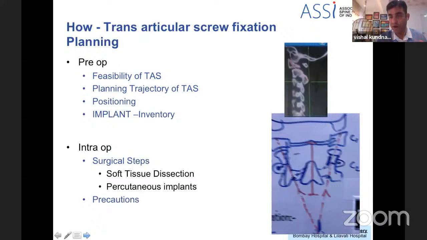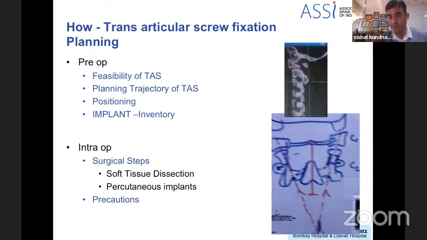So always have this wide inventory in your hand, because intraoperatively, no matter how much you plan preoperatively, sometimes you may come across surprises, and it's your implant inventory that can really help you and give a good outcome.